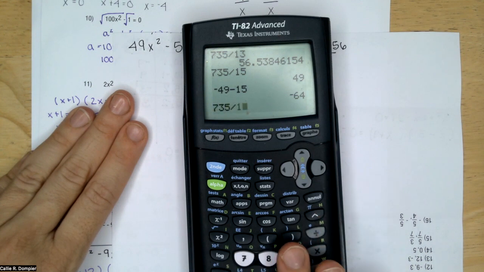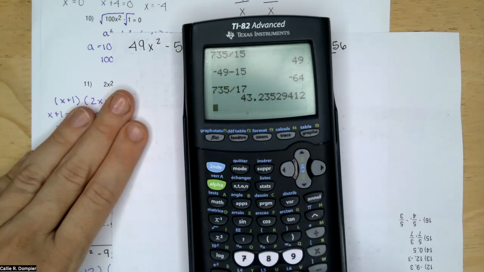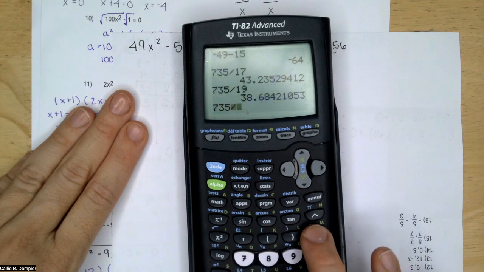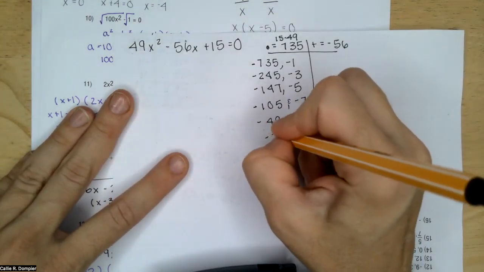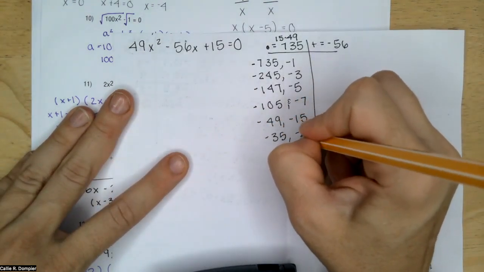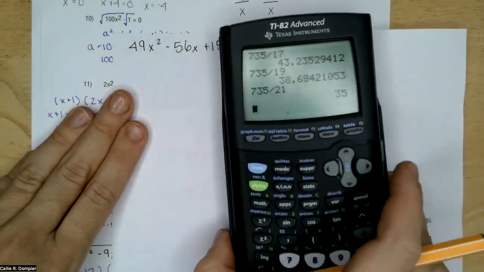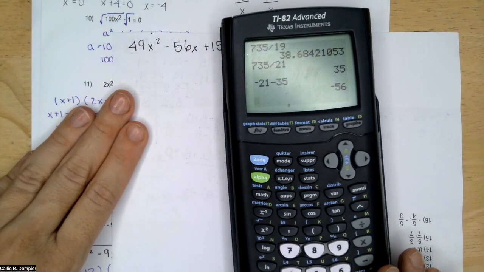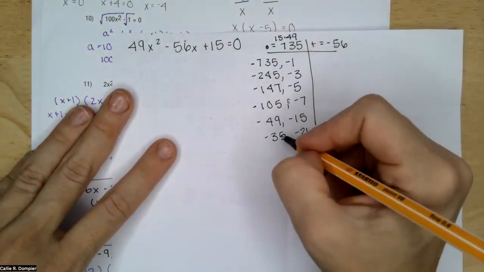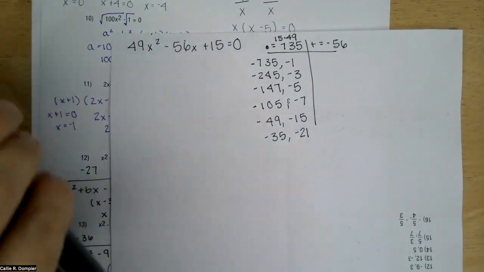735 divided by 17. 735 divided by 19. 735 divided by 21 is 35. Negative 35, negative 21. If I add those, will I get negative 56? I will. So it's negative 21 and negative 35.